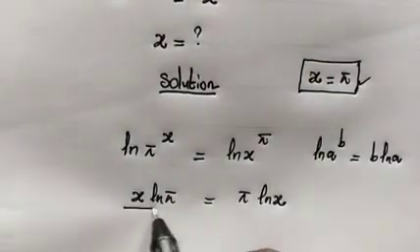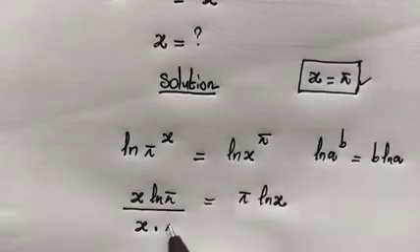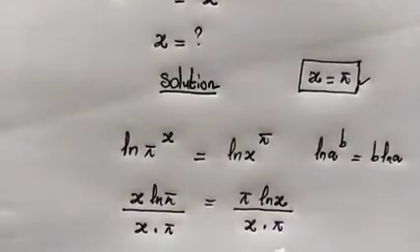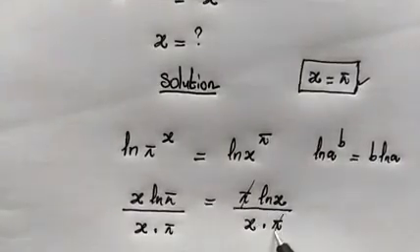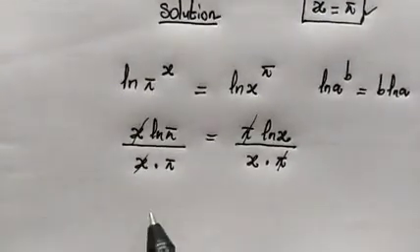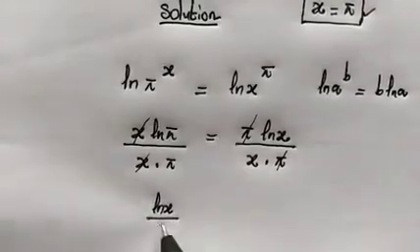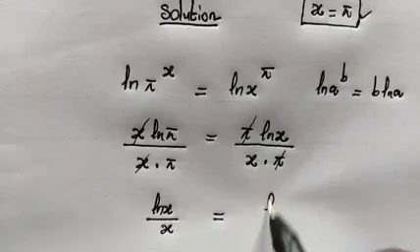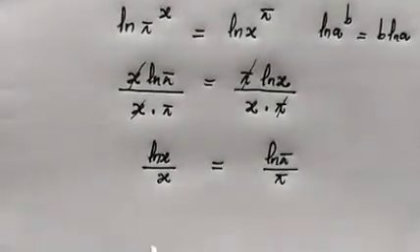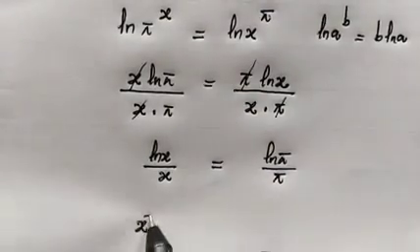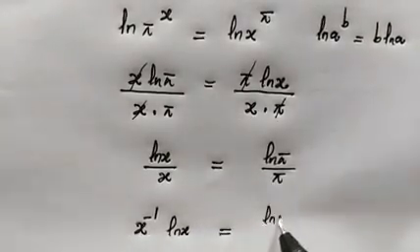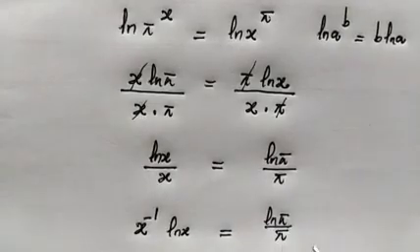Let's divide both sides of this equation by x multiplied by pi. So dividing both sides by x multiplied by pi, here pi and pi get cancelled, here x and x get cancelled. On the right hand side, we have the natural log of x divided by x. This is equal to the natural log of pi divided by pi. For the left hand side, 1 over x is same as x raised to the power of -1. Then multiply by the natural log of x. This is equal to the natural log of pi divided by pi.